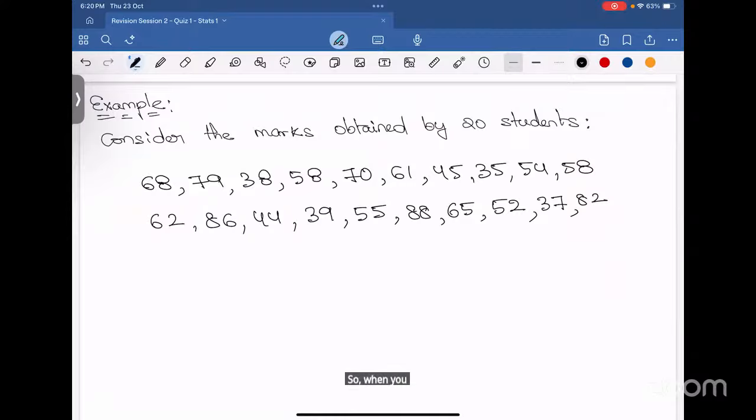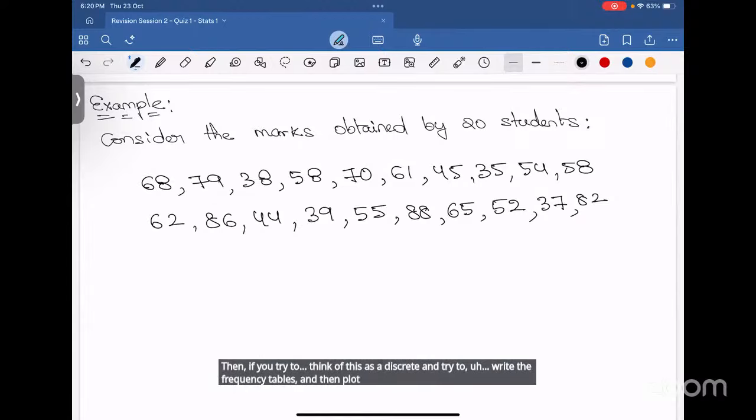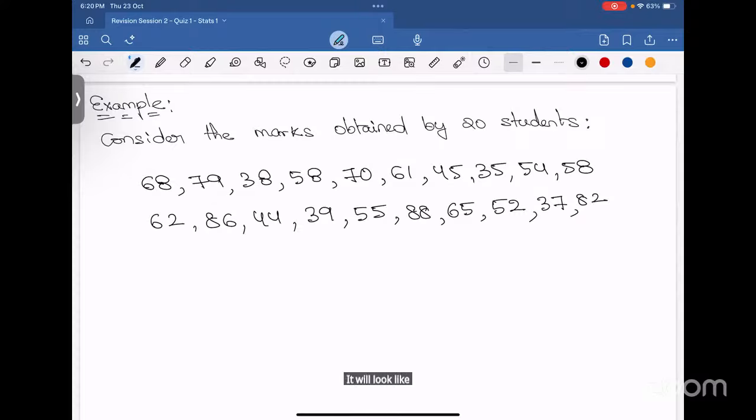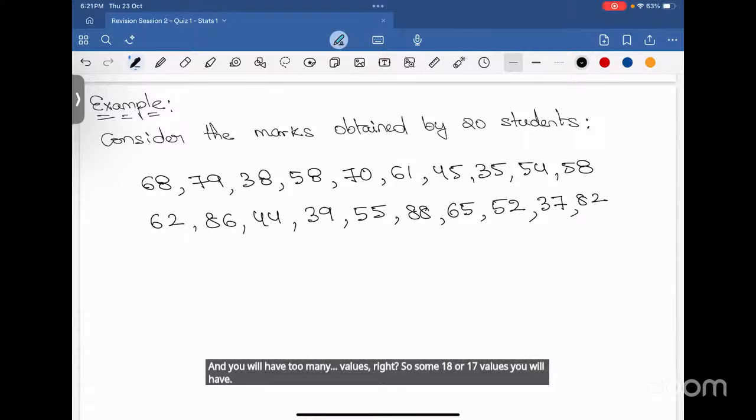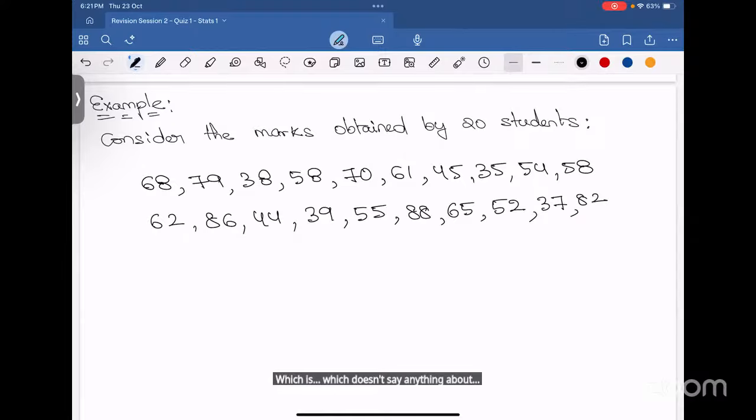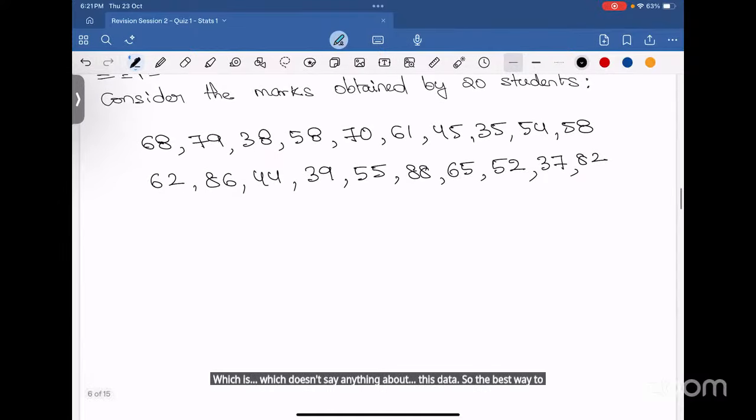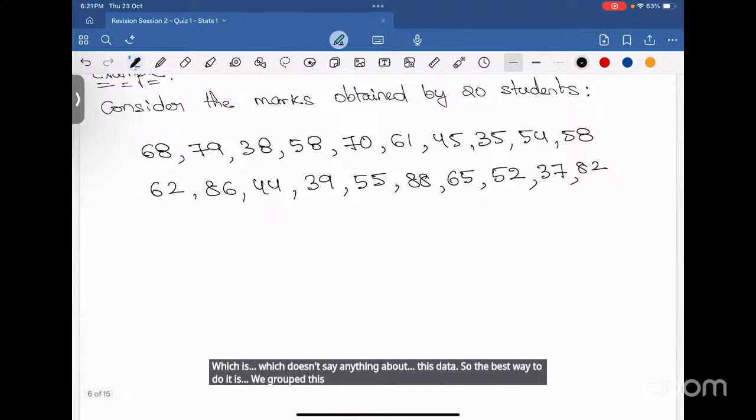So when you have the marks of some students given like this, if you try to think of this as discrete and write the frequency tables and then plot a bar graph, each of them will have frequency 1 or at max 2, and you will have too many values, some 18 or 17 values, which doesn't say anything about this data. So the best way to do it is we group this whole thing into some classes.